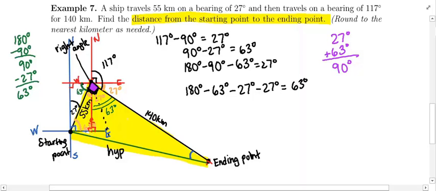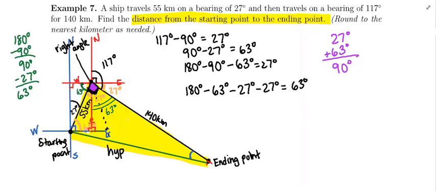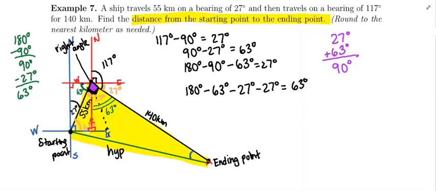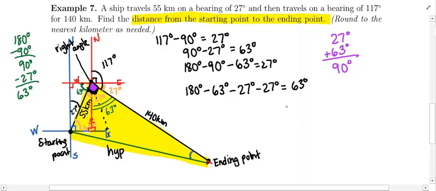But remember, all this work we did was to prove that this was a right triangle, and we know two of the sides. We know that this short side is 55 kilometers, the long side is 140 kilometers. We need the hypotenuse. That's the distance from the starting point to the ending point. So if we need the third side and it's a right triangle, all we have to do is use the Pythagorean theorem. I'm going to write down c squared is equal to a squared plus b squared. We are solving for the hypotenuse, which is c. So let's go ahead and plug in.